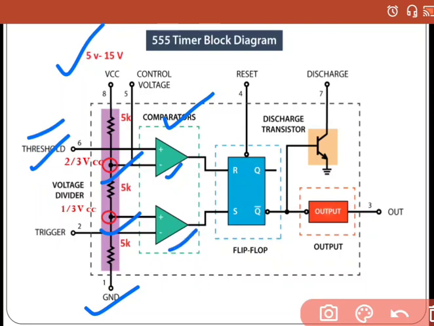And consider this comparator. Its non-inverting input pin is connected to this point. That means it is getting 1/3 of VCC. Whatever VCC you are giving, this comparator is getting 1/3 of that voltage. And what is the other input of this comparator? The other input is the trigger pin. So these are the inputs of the comparator.